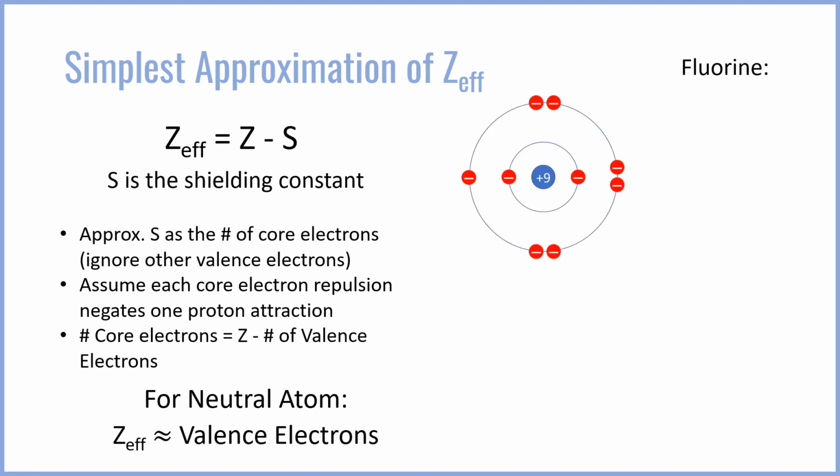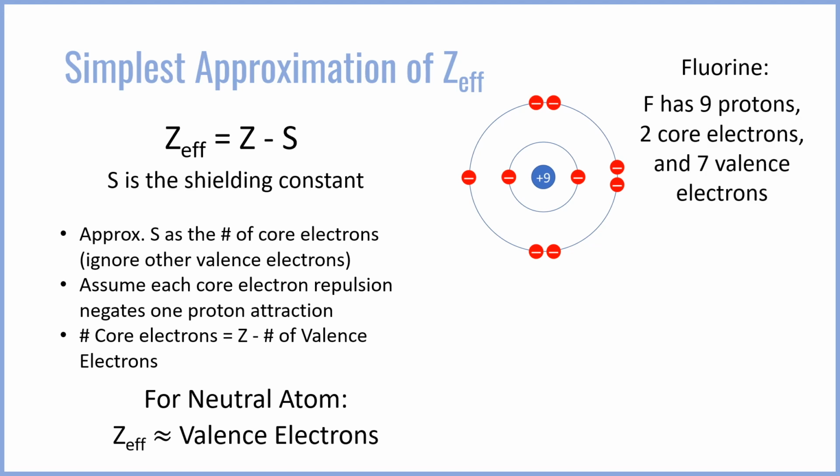Let's start with fluorine. Fluorine has the Bohr model shown left, which we would observe has 9 protons, 2 core electrons, and 7 valence electrons. Using our equation, we could say either of the following. We could say, well, Z effective is going to be the nuclear charge, which is 9 protons, minus the number of core electrons, which we can clearly see from the Bohr diagram is 2. So that's going to give us a Z effective of 7.